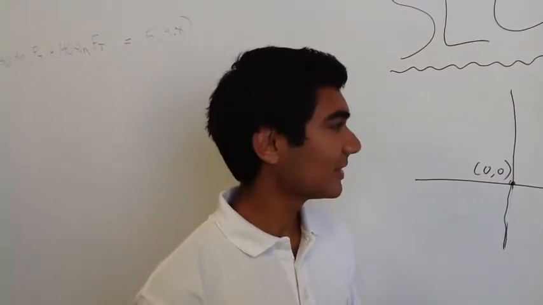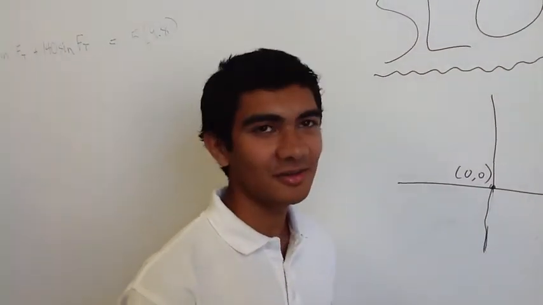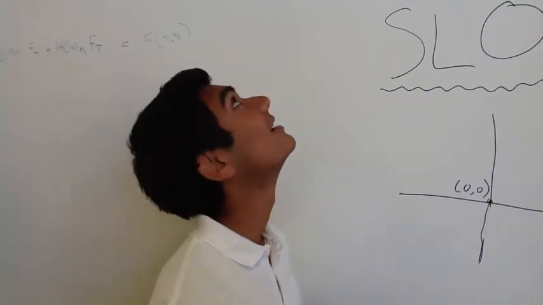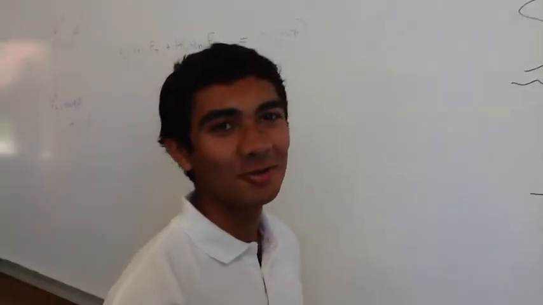And what is slope, Gajanth? Slope is the change in the y over the change in the x. Wrong answer. What is slope? Slope is dope. There you go.